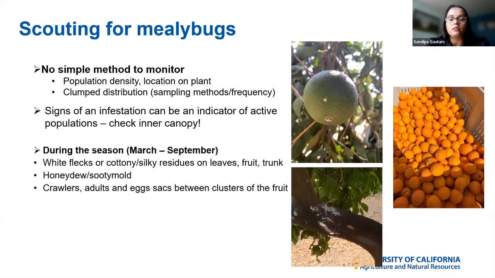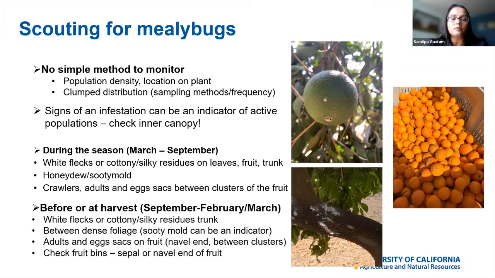Crawlers, adults, and egg sacs can be present between the clusters of fruit. So when you're out in the field monitoring for them, remove the adjoining fruit, look in the cluster, and check under the dense foliage. They would usually be present there if they're in your block. Before or at harvest, similar bullet points apply: white flakes and cottony, silky residues on the trunk are an indicator of mealybug infestation.